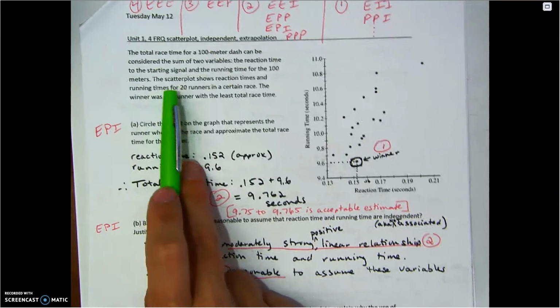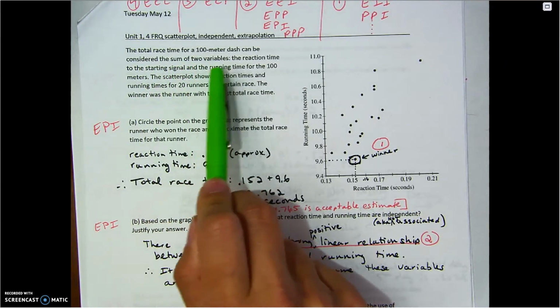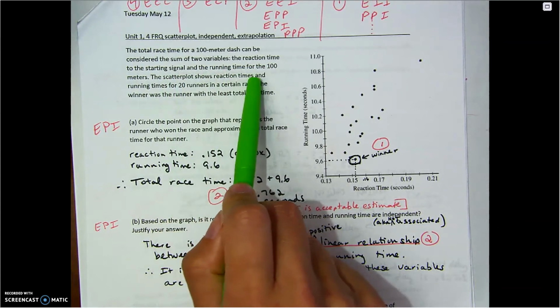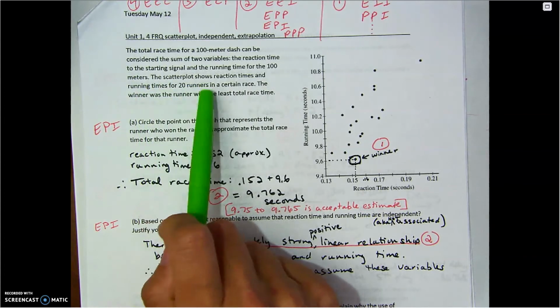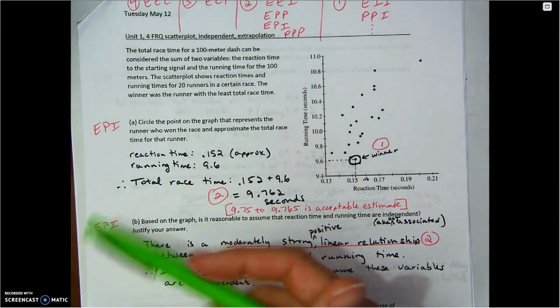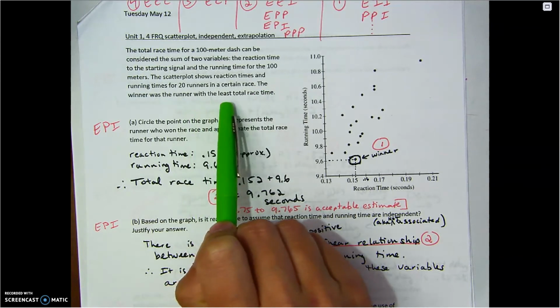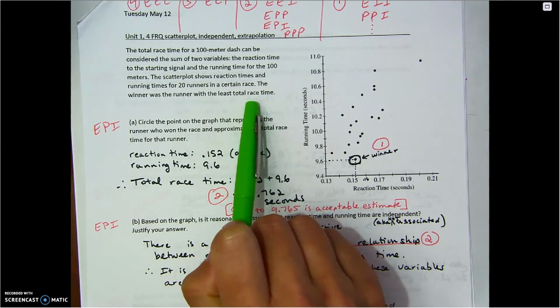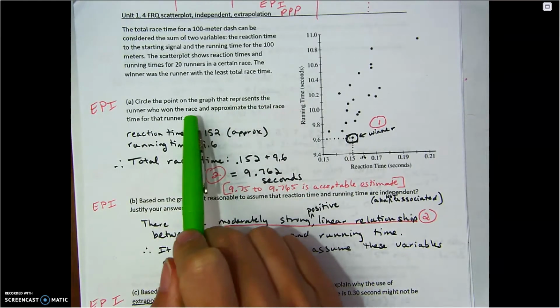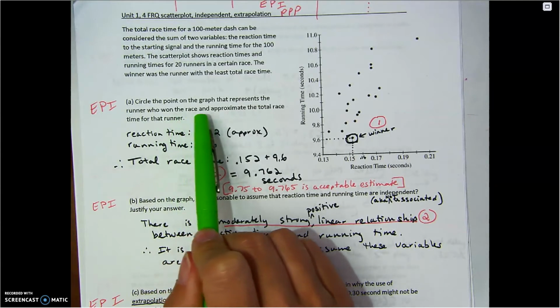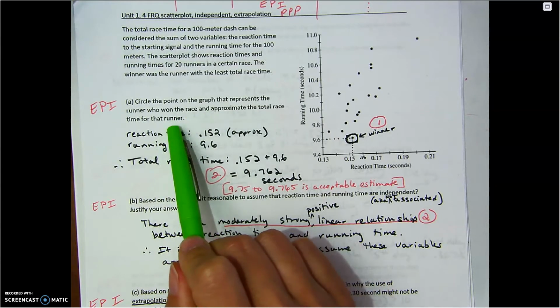Here we go. The total race time for a 100-meter dash can be considered the sum of two variables: the reaction time to the starting signal and the running time for the 100 meters. The scatterplot shows reaction times and running times for 20 runners in a certain race. The winner was the runner with the least total race time. Circle the point on the graph that represents the runner who won the race and the approximate total race time for that runner.